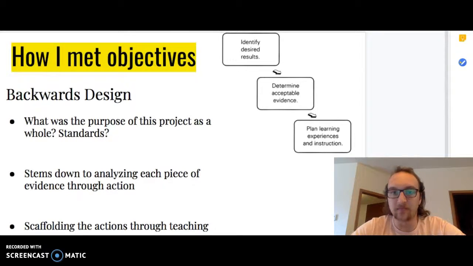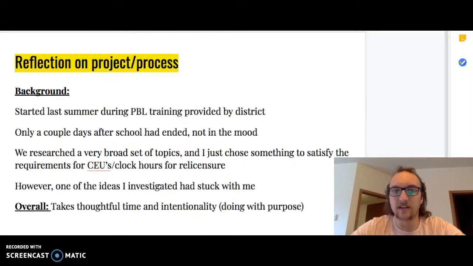Then kind of stemming down from that, you need to analyze the evidence and think about, okay, what am I going to be accepting for work? What are they turning in that will help them reach this desired result? And then through that, you need to think, okay, how am I going to teach them these necessary steps? So that was what I was thinking this whole way along this process in the project.